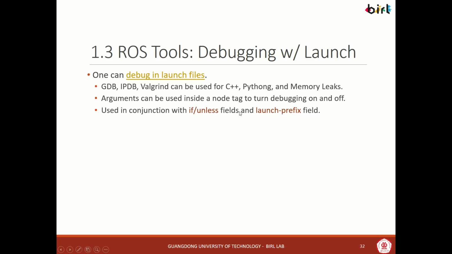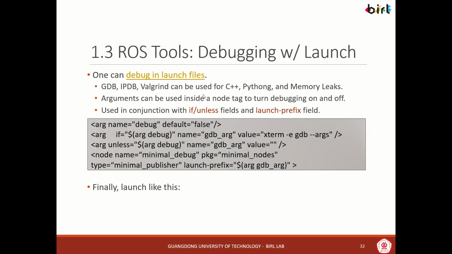And it needs to be used with if and unless fields and a launch prefix field, where it might look something like this. I would create an argument called debug, set it to false by default, but then say if the user in the command line sets debug to true, then create an argument called gdb arg, and then run a new terminal with gdb on it and pass any command line arguments to it.